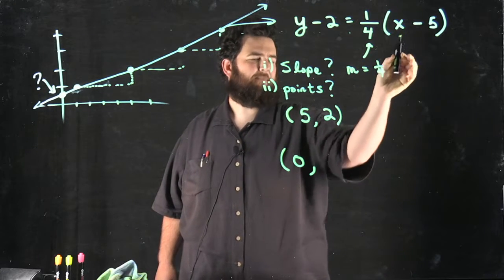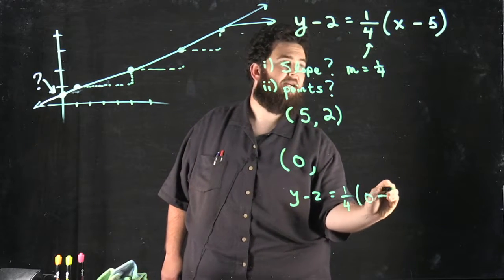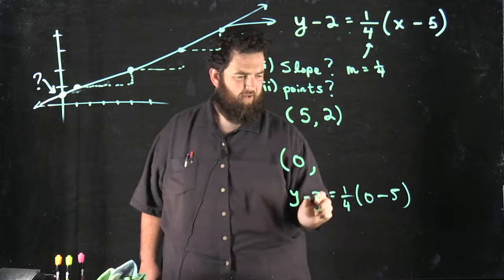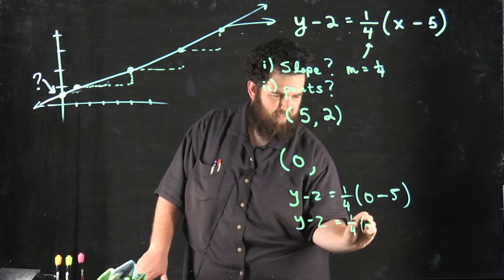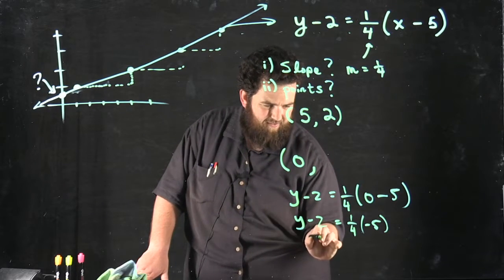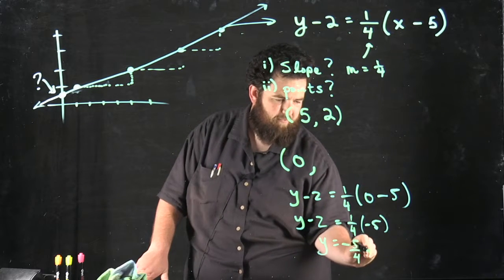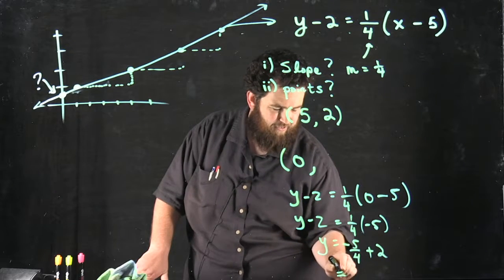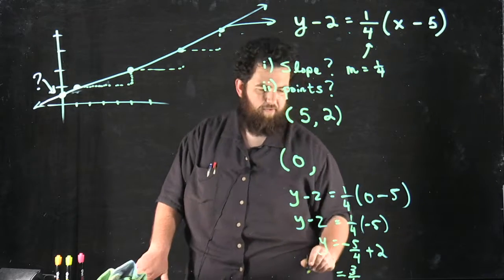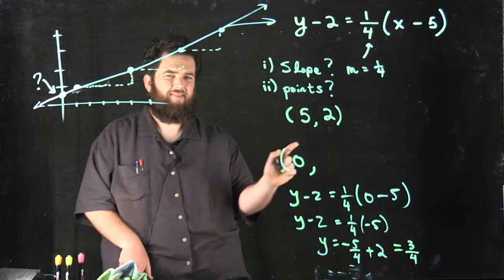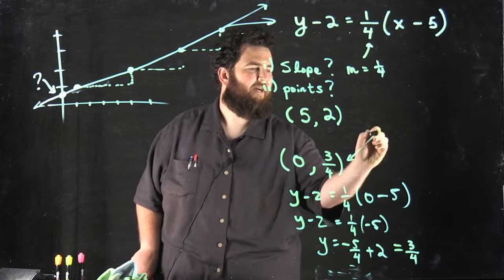If x is 0, we get y minus 2 equals 1/4 times 0 minus 5. Okay. Well, this is really y minus 2 equals 1/4 times negative 5. So that is y equals 1/4 times negative 5, which is negative 5/4, plus 2. 2 is 8/4, so this is really negative 5/4 plus 8/4, which is 3/4. So when x is 0, y is 3/4. Hey, I found the y-intercept.